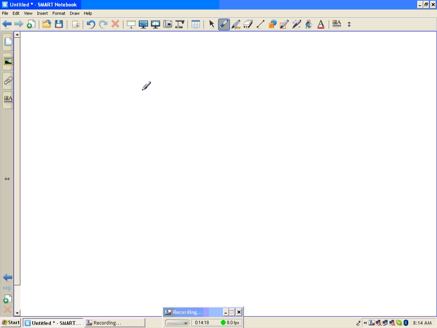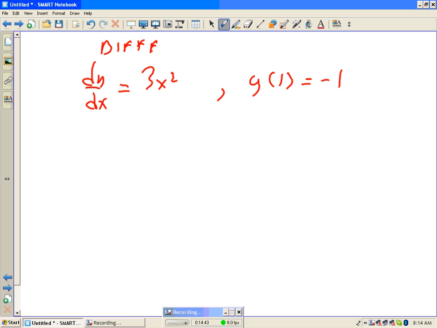Okay, here's an example. What if I gave you dy dx is 3x squared? That's a differential equation, an equation with a derivative in it. To solve it, you've got to get rid of the derivative, figure out what y is. Okay? All right, and I give you an initial condition. Y of 1 is negative 1. This is an initial value problem. This is a diffq, differential equation, with an initial value problem. Okay? It's not so bad.